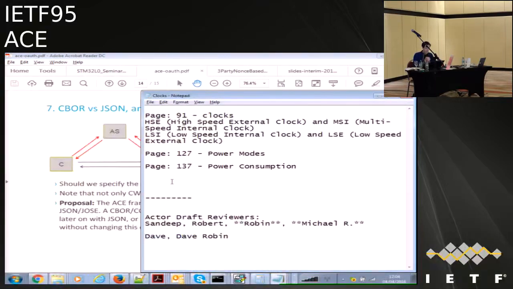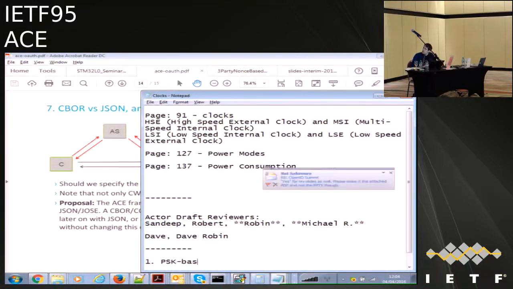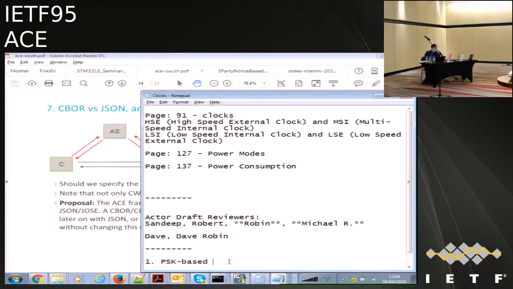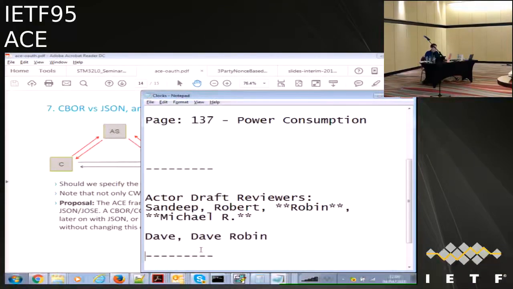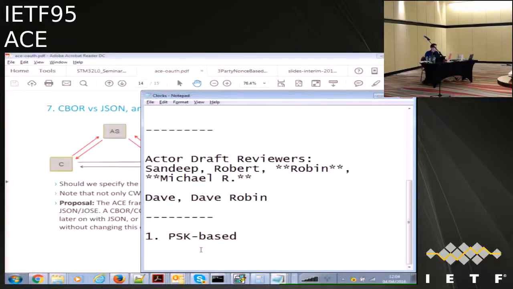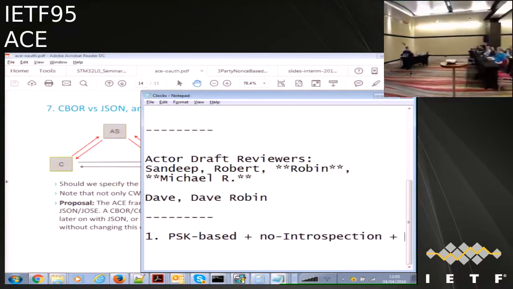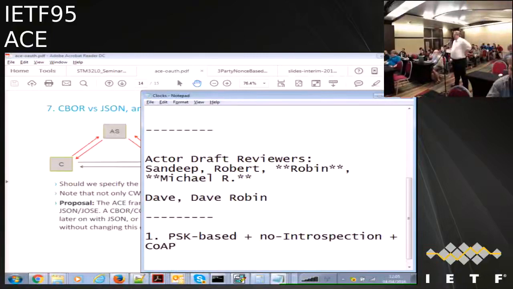So I would like to spend a few minutes to come up with some profiles that could be described, and I at least saw one that was a PSK-based profile. Can you read that? Yeah. So it's PSK, and then Carsten helped me a little bit. It was with no introspection. Plus, it was COAP based. Essentially, look at the way DKF does things, take out the cam, and that would be the profile.